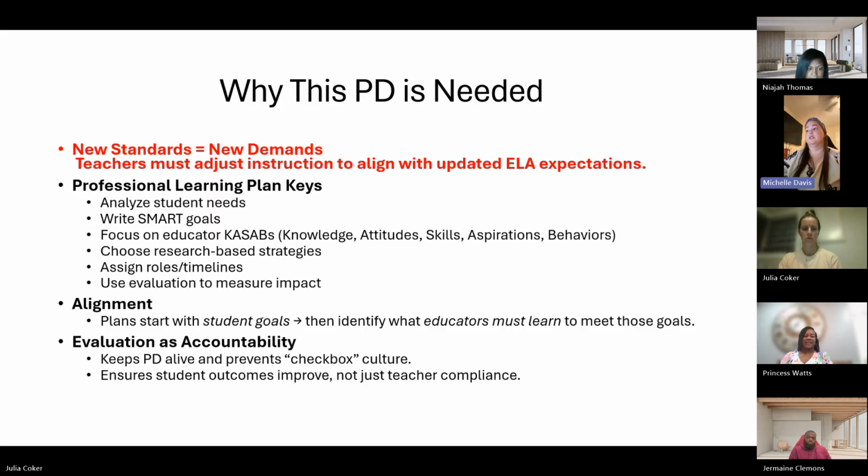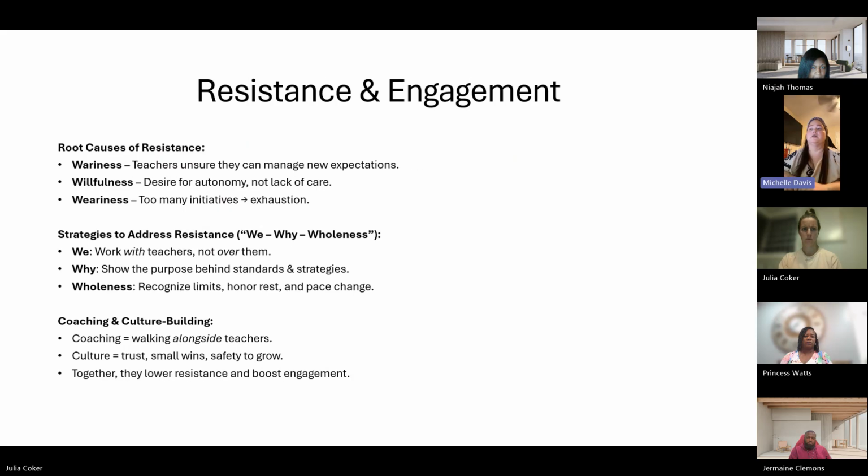The next part is resistance and engagement. The root causes of resistance fall into three subcategories: weariness, willfulness, and weariness. So in weariness, the teachers are unsure how they can manage these new expectations. They think, oh, I already have so much on my plate, or I don't really know about this. How am I supposed to implement this when I don't know anything about it?